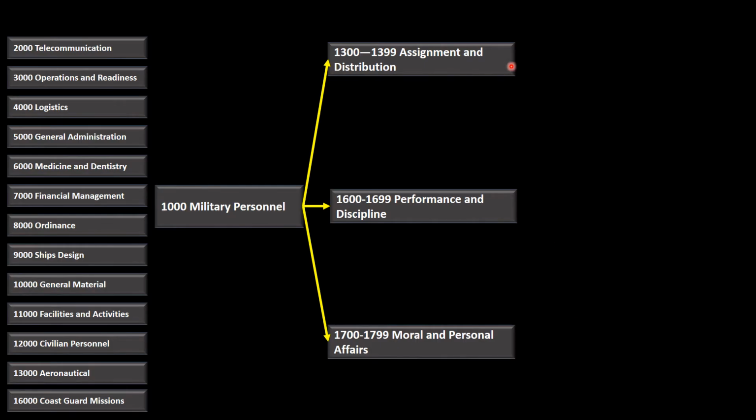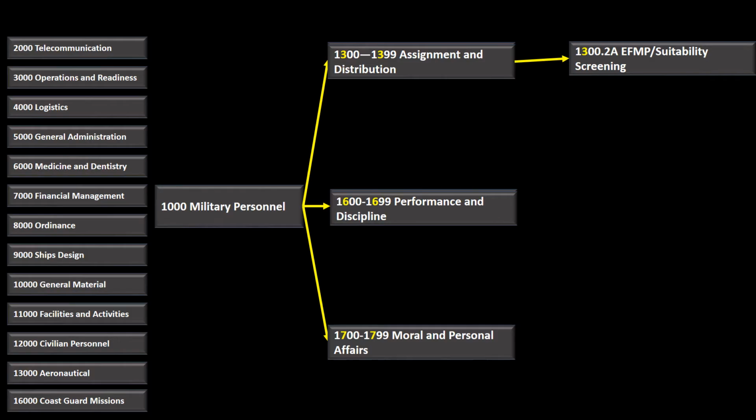And then I would take my instructions and just focus on the numbers for the first part of it. I'd take my instructions and see where they line up within this, okay? So let's show our secondary numbers here. Let's take our instruction that falls into 1300. That one is a 1300.2 Alpha, EFMP and suitability screening. Because what is this instruction about? It's about identifying family members that should be enrolled in the Exceptional Family Member Program and seeing whether or not they are suitable for being stationed in, like, a remote duty station. So it has to do with assignment and distribution, making sure service members and their family members are eligible to be distributed worldwide or in remote duty stations.